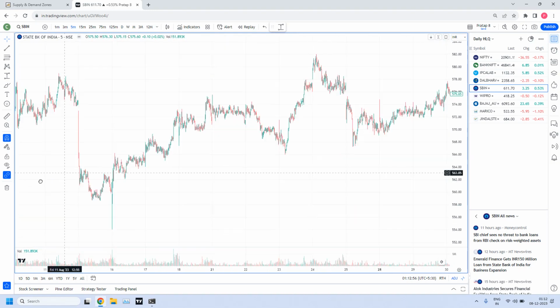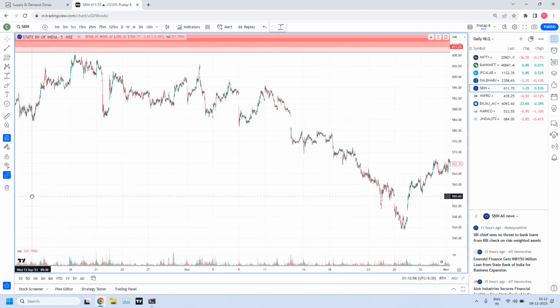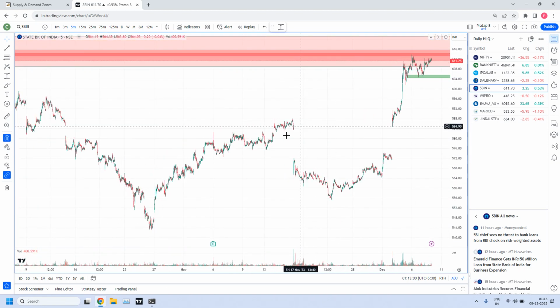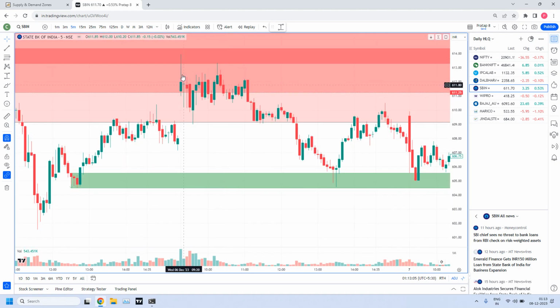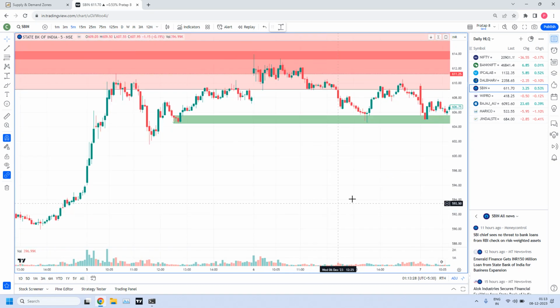Okay, now what happened to this stock? It has already given one more test. Previously it has given 2 tests. This is the 3rd test, which it has given on Wednesday. Again on Wednesday it has given one more test, the 2nd test. And finally on Wednesday at 1 o'clock it reached the 15 minutes target.